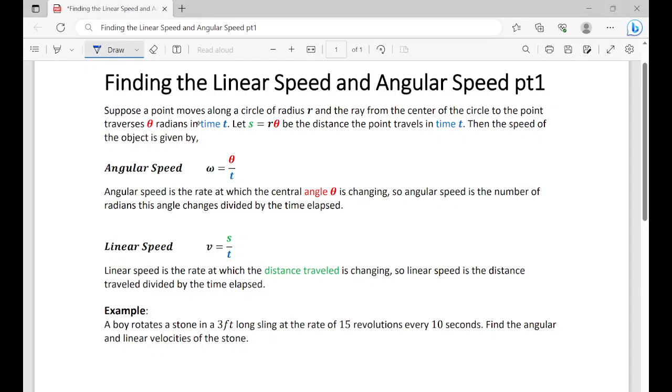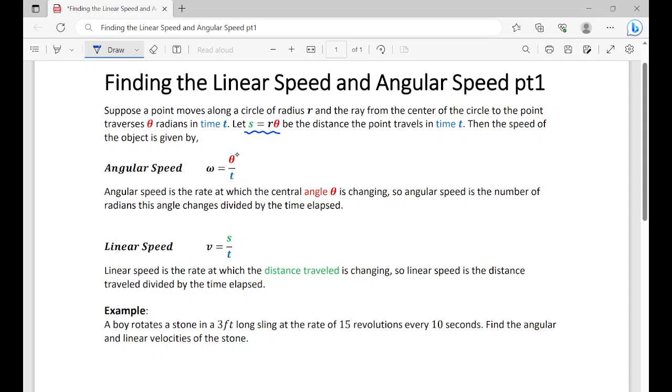Suppose a point moves along a circle of radius r, and the ray from the center of the circle to the point traverses theta radians in time t. Let s equal r theta, we'll remember that for later, be the distance the point travels in time t. Then the speed of the object is given by these two formulas.